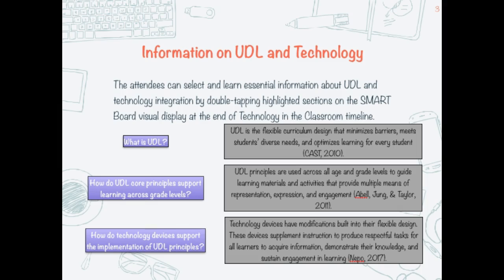This interactive display will define the CAST philosophy of UDL, define how UDL principles minimize barriers and maximize learning for every student, and explain how technology devices support the implementation of UDL principles. The Universal Design for Learning, or UDL, is an approach to curriculum that minimizes barriers and maximizes learning for all students. CAST extended this educational framework to facilitate learning by understanding classroom diversity and appropriate application of technology.